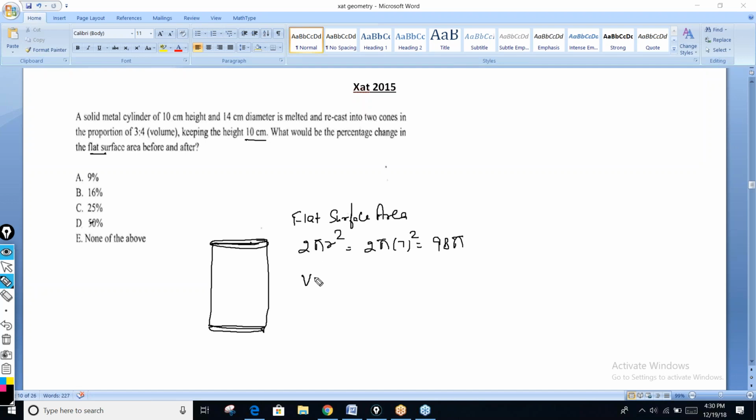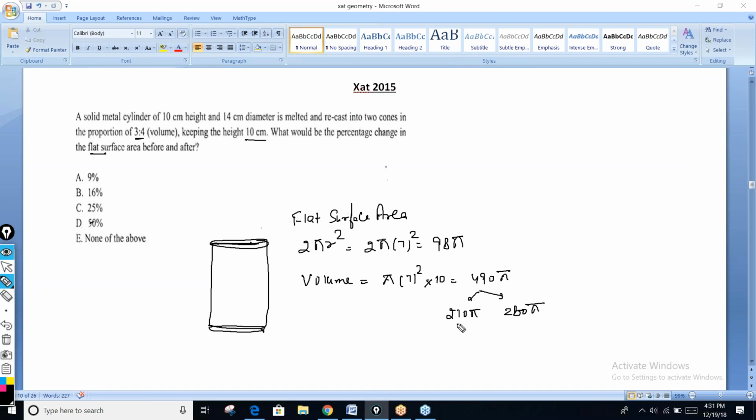And what is the volume? The volume was πr²h, that is 490π. And that 490π has been divided into the two cones in the ratio of 3 to 4. So if I divide it in the ratio of 3 to 4, the two volumes are 210π and 280π.